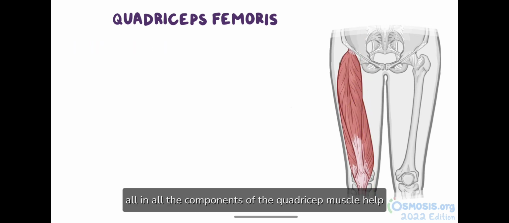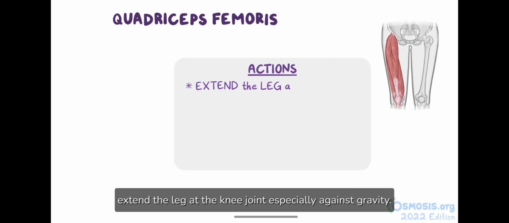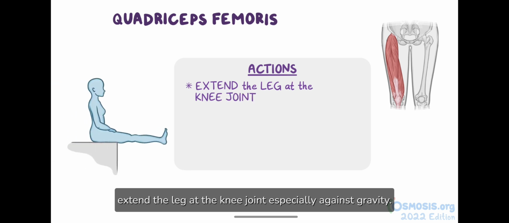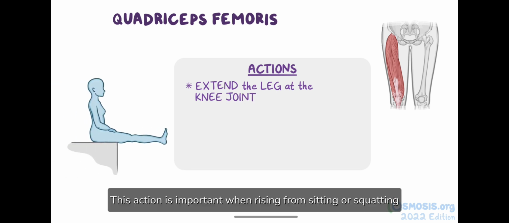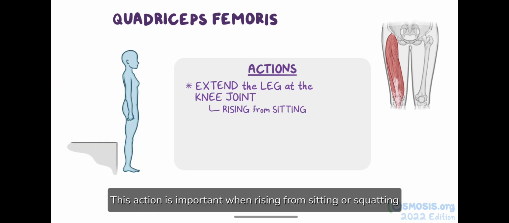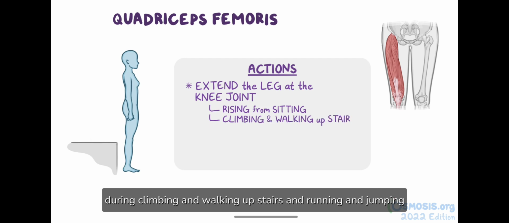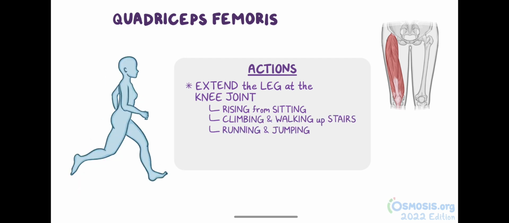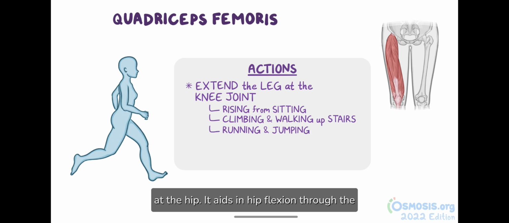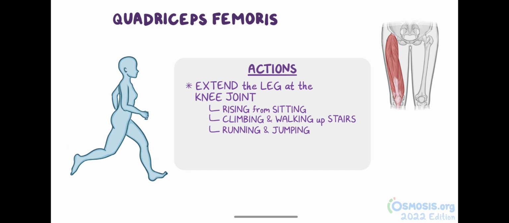All in all, the components of the quadricep muscle help extend the leg at the knee joint, especially against gravity. This action is important when rising from sitting or squatting, during climbing and walking upstairs, and running and jumping. At the hip, it aids in hip flexion through the action of rectus femoris, as it is the only portion of the quadriceps that crosses the hip joint.